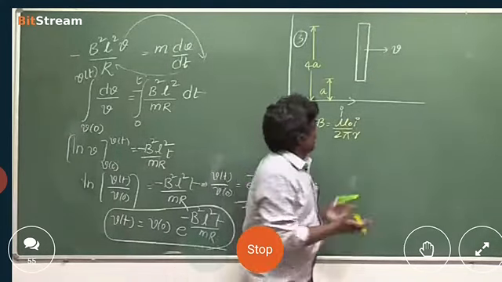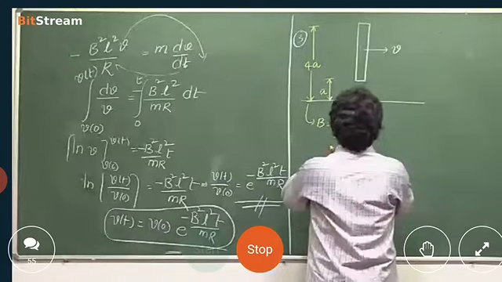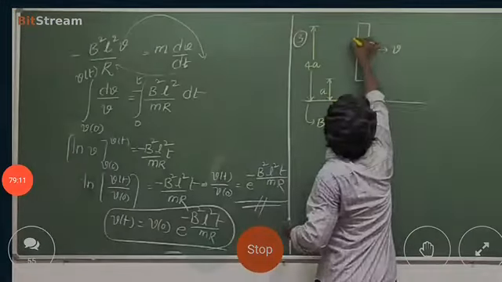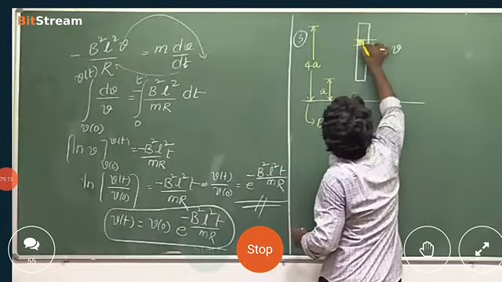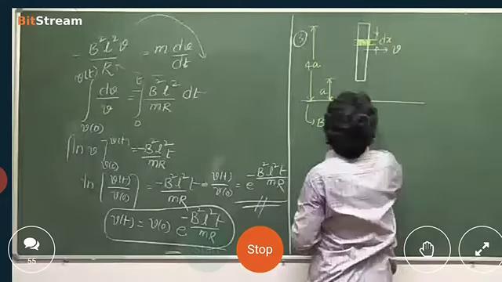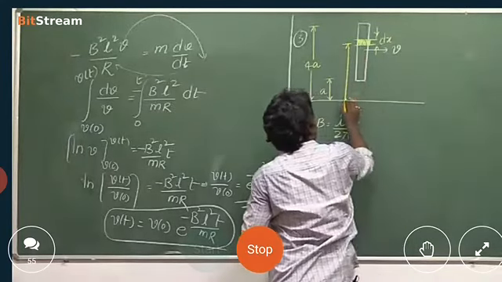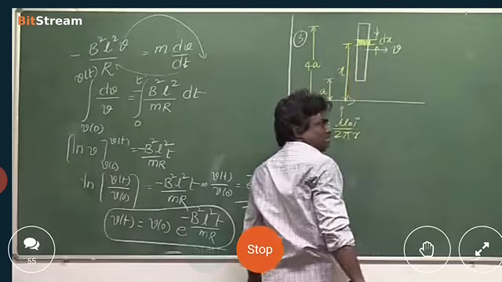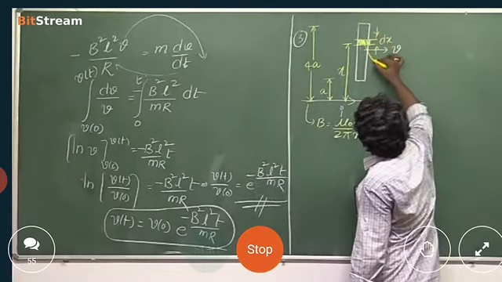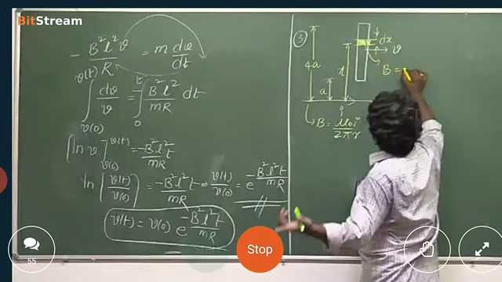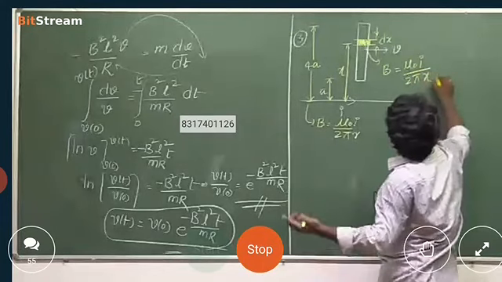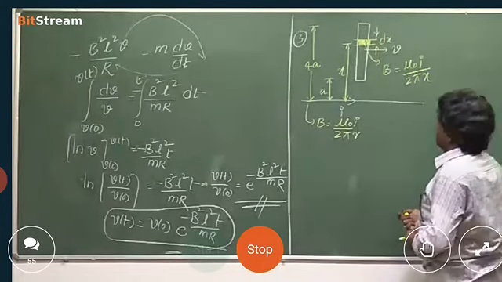R value is different. That's why, how to do this? What we have to do is take an elementary part. This elementary length is dx, at a distance x. Then at this point the magnetic field is equal to mu naught I by 2 pi x. I hope you got it.